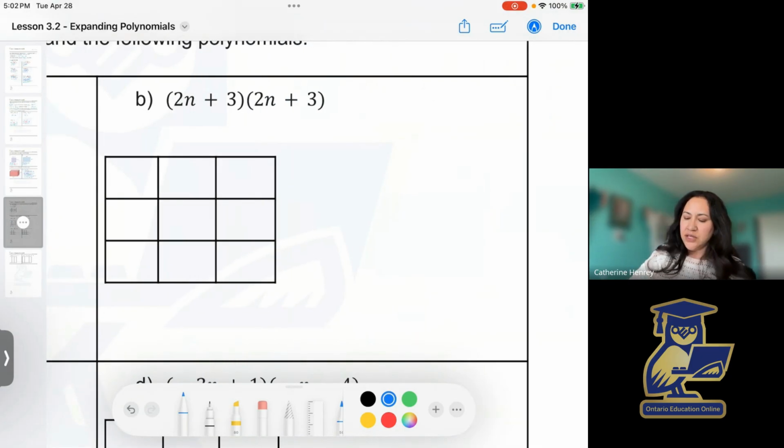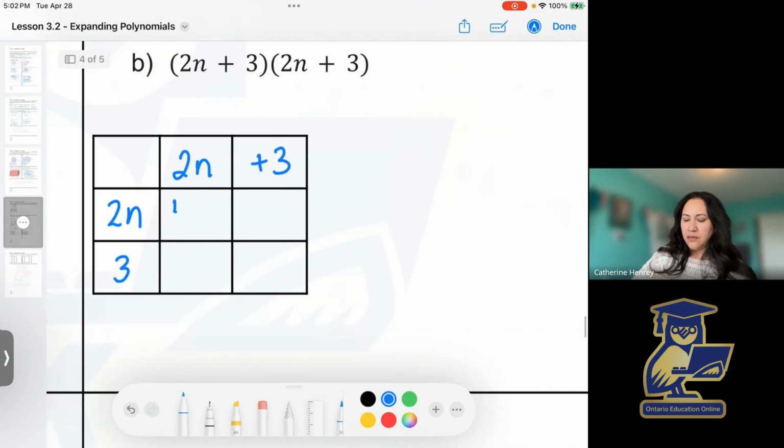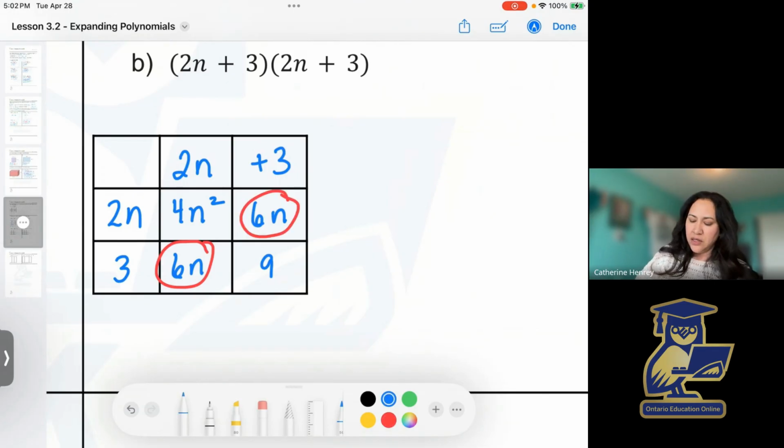This is a similar example where I split up the binomial, 2n and 3, and 2n and 3, and I'll have 4n squared, 6n, 6n, and 9. I recognize that these are my similar terms, and I'm ready to just pull it out of the box. 4n squared plus 12n plus 9.